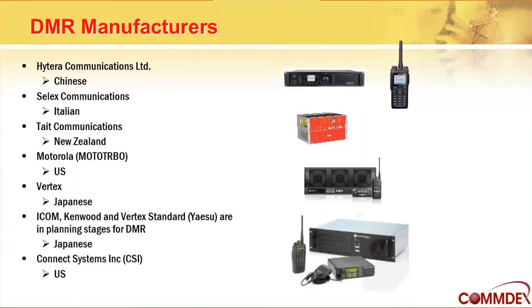Hytera. There's several other Chinese manufacturers whose names I can't pronounce. Selex is an Italian brand. Tait out of New Zealand. Motorola makes their MOTOTRBO product line, which is just Motorola's trade name for their DMR product, and that's used in the US and all over the world. Vertex is a Japanese company. ICOM, Kenwood and Vertex Standard are making DMR. They're also Japanese companies. There's a US company called CSI that makes DMR. So you can see there's a lot of people in this business.